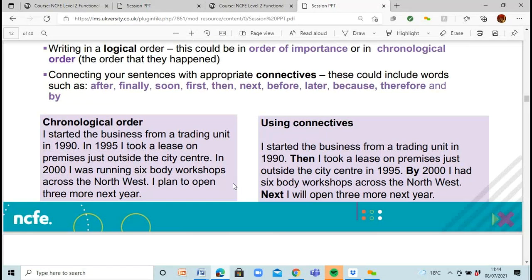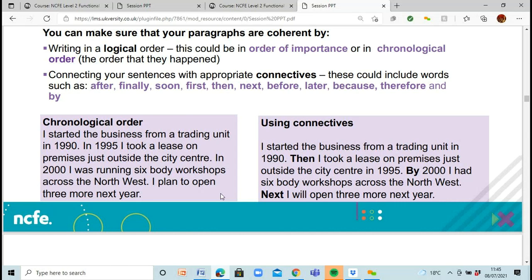And then we've got some examples here. So chronological order: I started the business from a trading unit in 1990. So these are just separate sentences now. In 1995, I took a lease on premises just outside the city centre. In 2000, I was running 6 body workshops across the northwest. I plan to open 3 more next year.